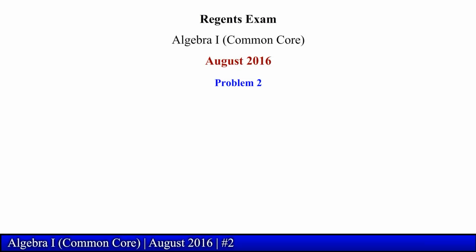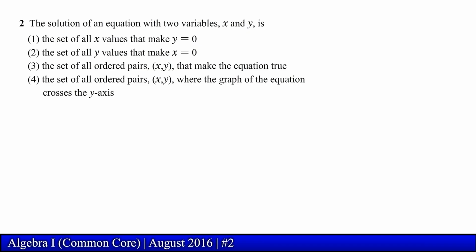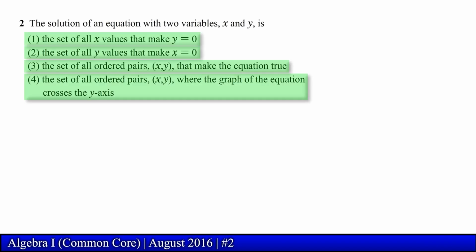Regents Exam, Algebra I, August 2016, Problem number 2. The solution of an equation with 2 variables, x and y, is... In this problem, we need to determine which of the 4 statements given is true.